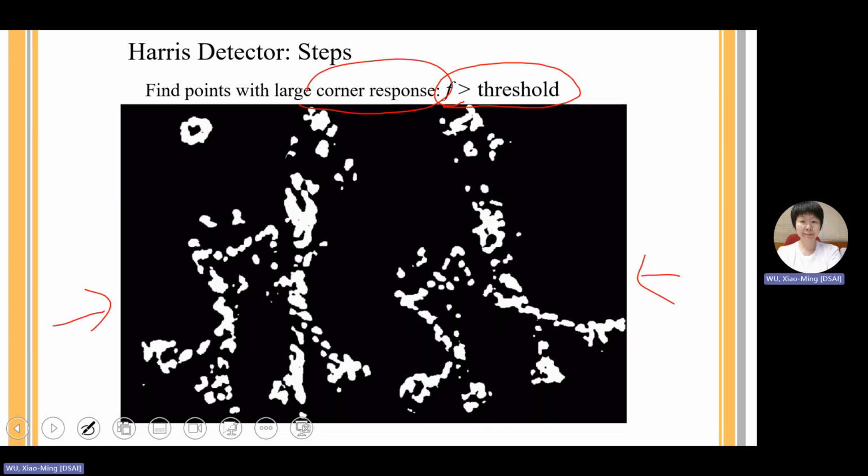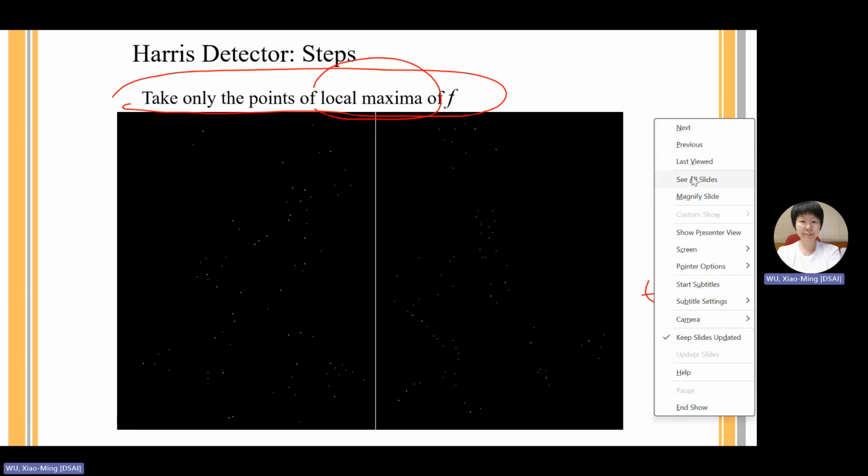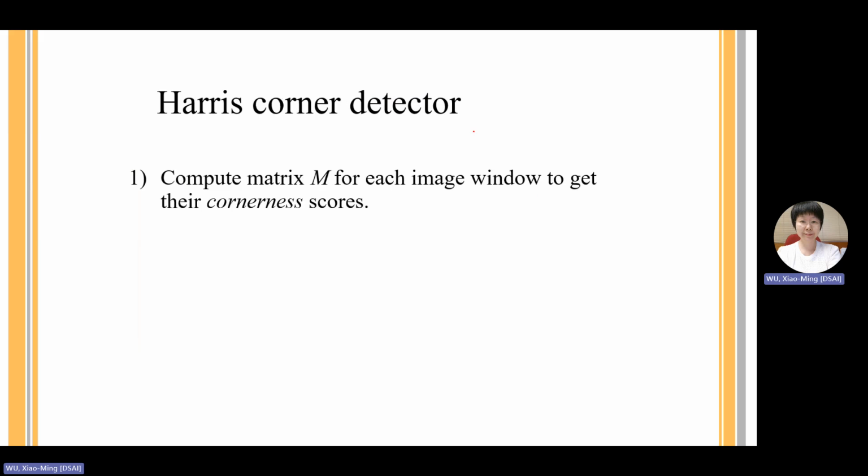For example, we only keep the largest response for this region. And this is our final corner map. Those white pixels just represent corner points. So that's how we do corner detection, and we skip all the mathematical details, but that's our detection algorithm.